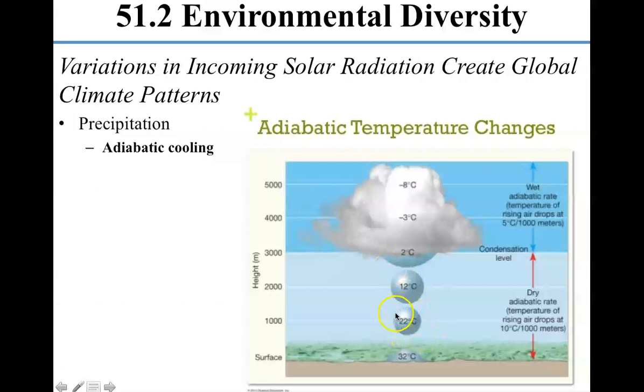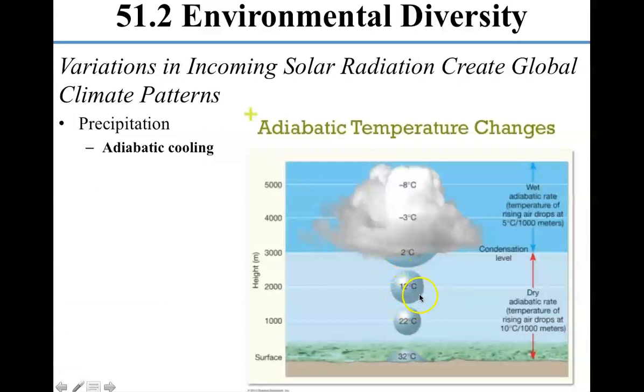So let's take a parcel of air. This is a bubble representing just a packet of air. Maybe you could think of it as a balloon. You'll see that in the next slide. Initially, this parcel of air is 22 degrees Celsius. As it increases in elevation, there's less air pressure, and so that parcel of air, that balloon, is going to expand.